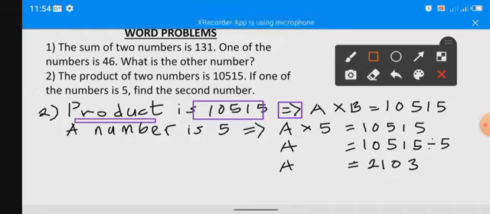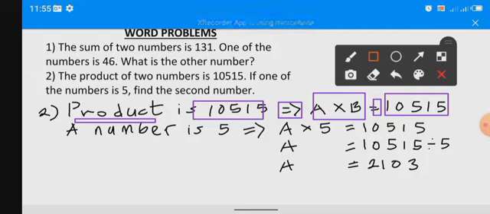Now A and B, we use them to represent the two numbers. Product of A and B gives us A times B. Now, "is": I told you is stands for the equality sign. The equality sign is used to represent "is". So A times B is 10,515. Now that statement has been translated, has been transformed into an equation.